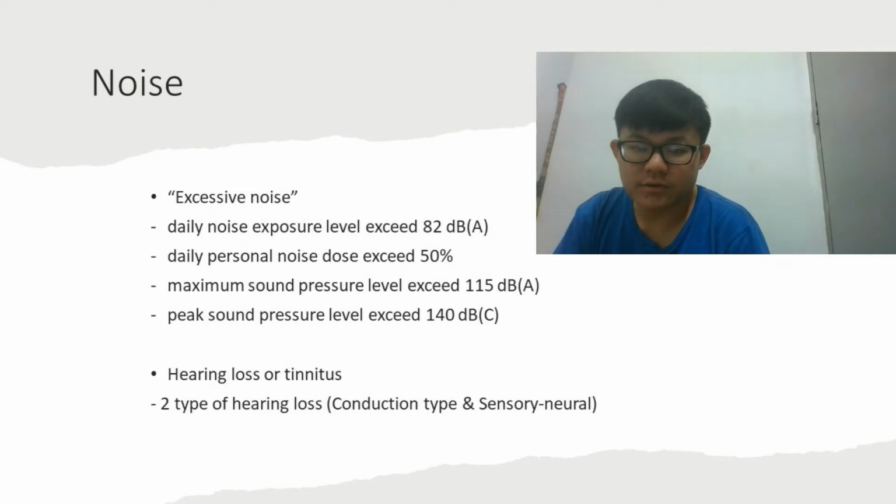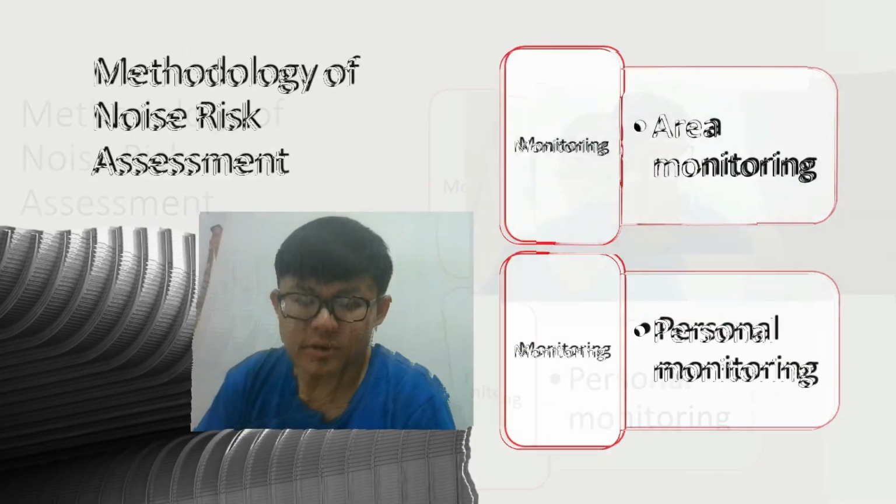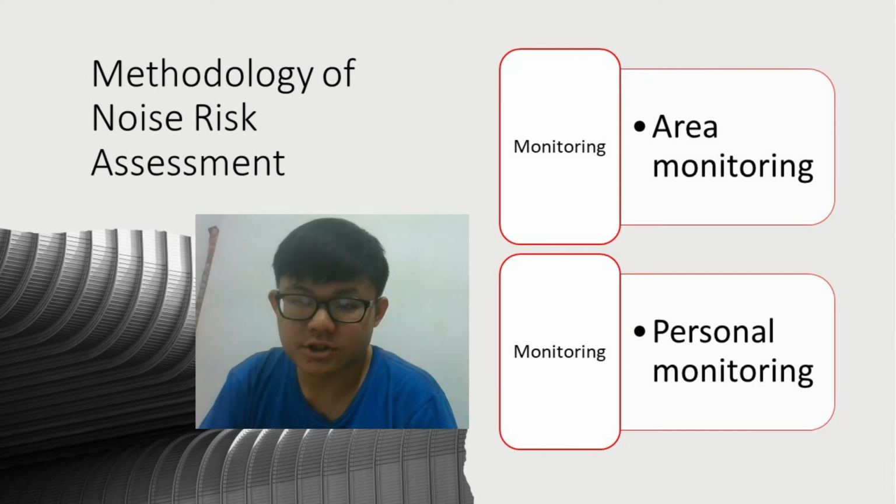There are two types of hearing loss, which are conductive and sensorineural. Conductive is a break in the ear or eardrum, while sensorineural is damage to the hair cells in the inner ear. Thus, the methodology of noise risk assessment consists of area and personal monitoring. Area monitoring determines noise source levels, including noise emitted by machines. Personal monitoring measures the worker's exposure to noise during the entire work shift.